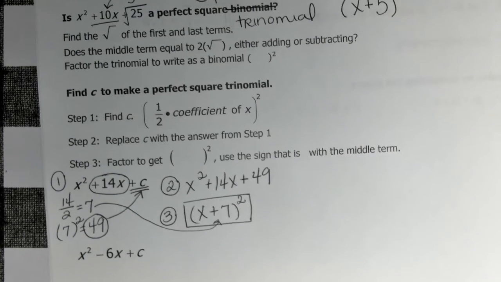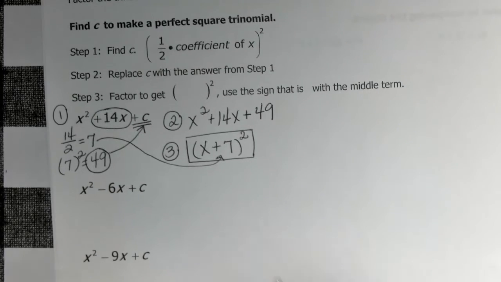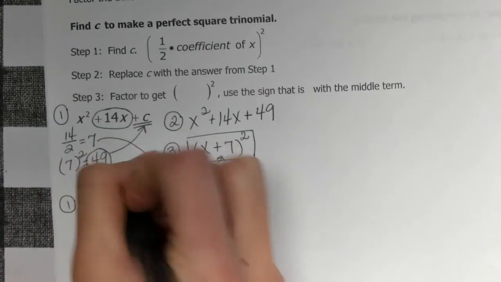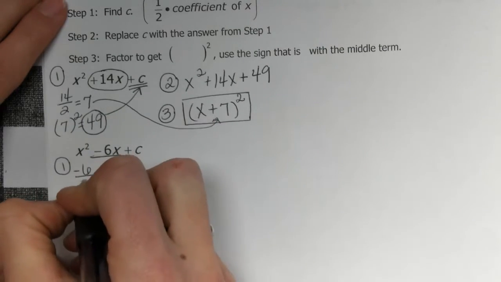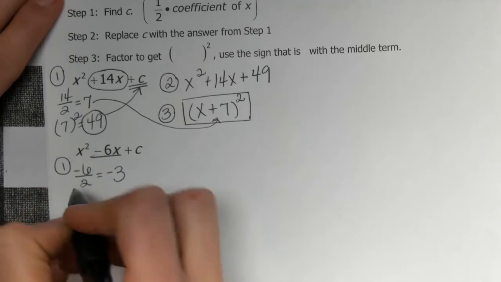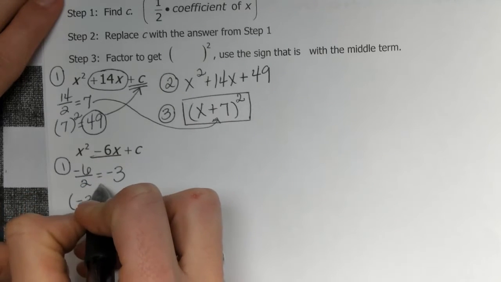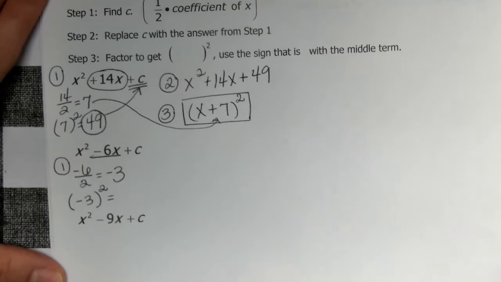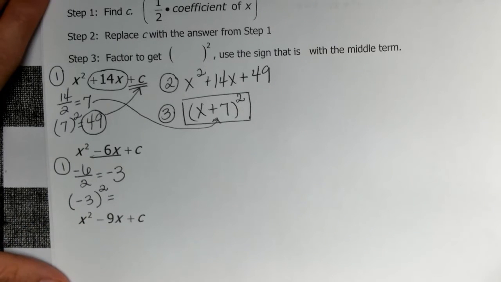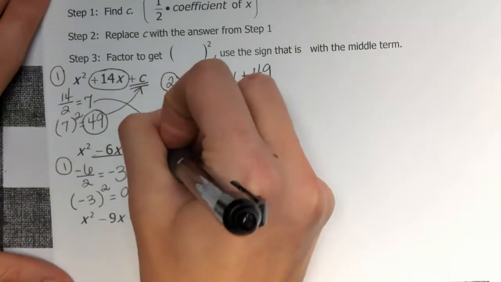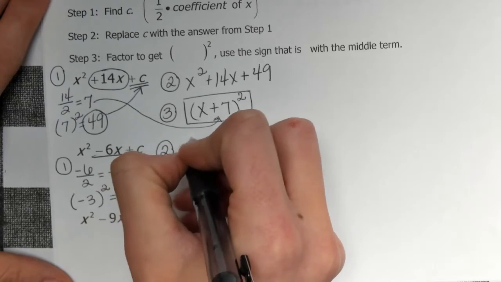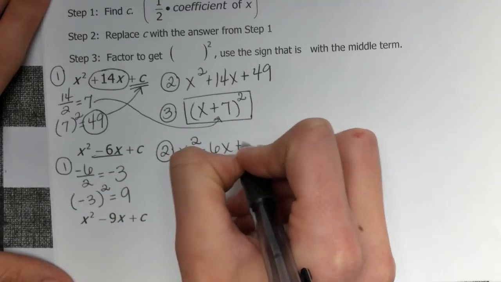Alright, if I look at x squared minus 6x plus c, my first step is I'm going to take that b, which is negative 6, carry down that negative with it, and divide it by 2, and that gives me negative 3. I'm going to take negative 3 in parentheses and square it. You have to pay attention to it being in parentheses if you type it in your calculator. Or if you always know when you square something it's going to be positive, then you should just know that's going to give me a positive 9. Okay, so then I'm going to complete the trinomial, and that gives me x squared minus 6x plus 9.